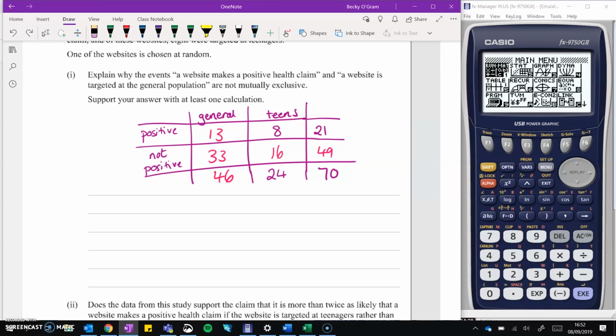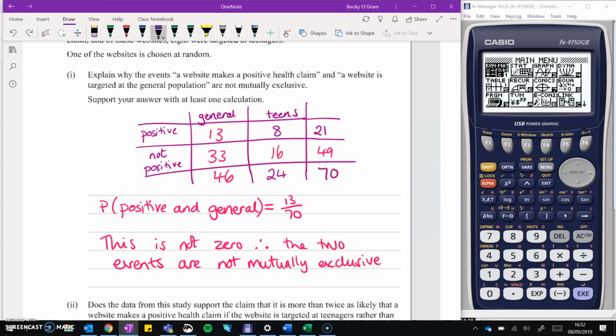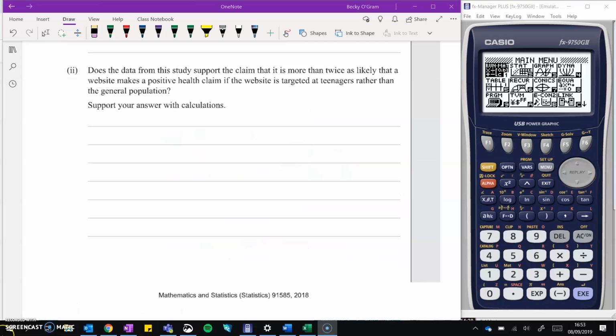Okay, so then our question is, explain why those events, a website makes a positive health claim and a website is targeted at the general population, are not mutually exclusive. So we are looking for general and positive. So we have a 13 in there. So the probability of getting a positive website targeted at the general population is 13 out of 70. Since that's not 0, those events are not mutually exclusive. Here, mutually exclusive means they can't happen at the same time. Now, clearly we've got something happening in there with the both of them at the same time, so it's not mutually exclusive.